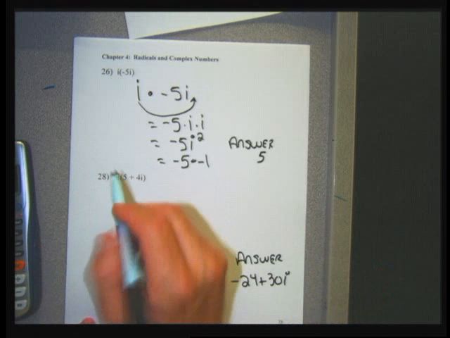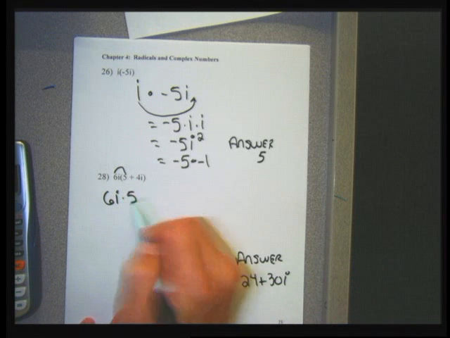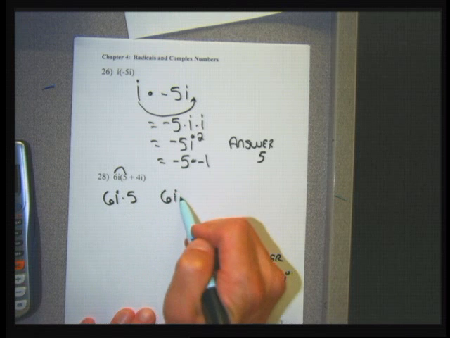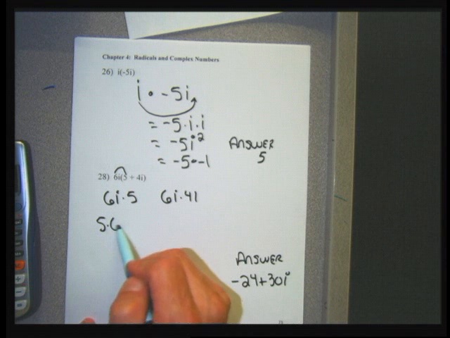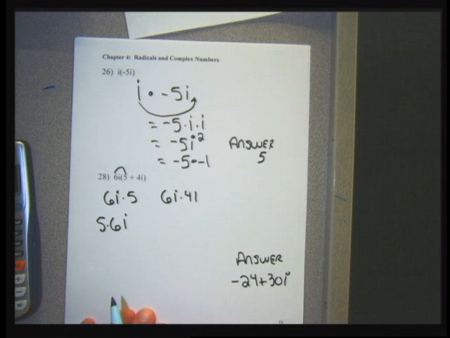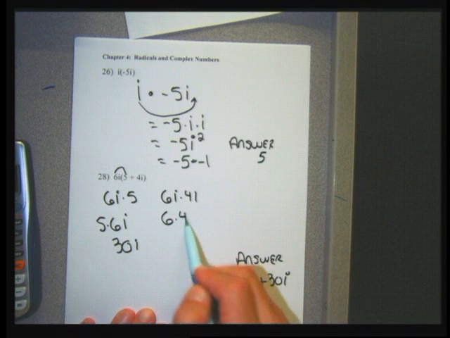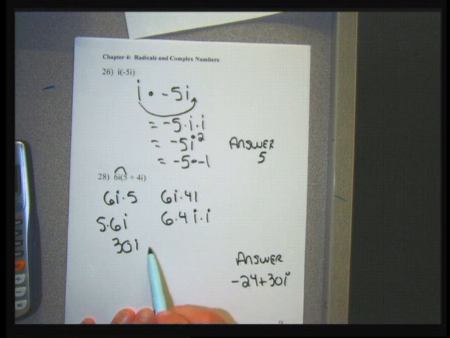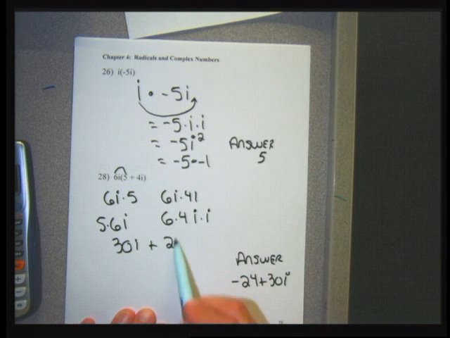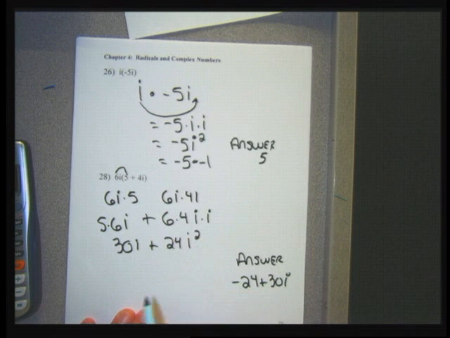To do this by hand, I'd have to go 6i times 5 and 6i times 4i. For the 6i times 5, you have to multiply the 5 and the 6, and you leave the i alone, and you get a 30i. For the 6i times 4i, you multiply the 6 and the 4 and the i and the i. When you multiply the 6 and the 4, you get 24. When you multiply the i and the i, you get i squared.